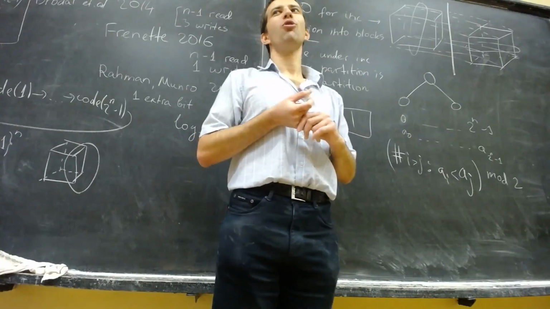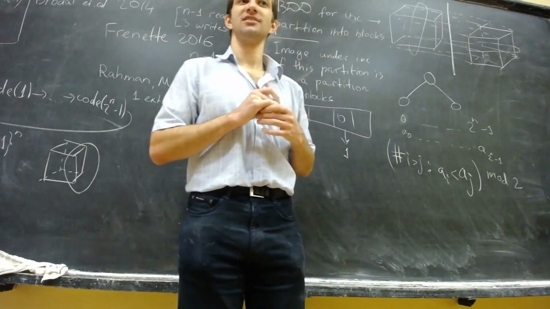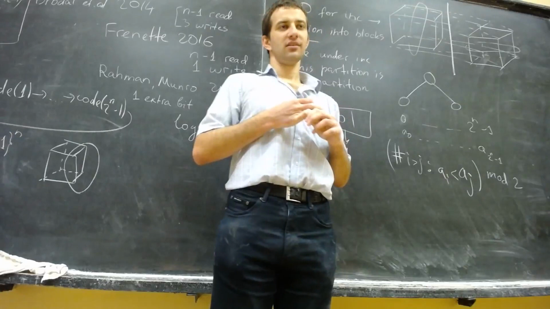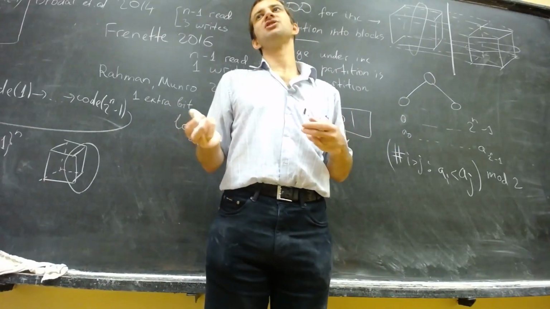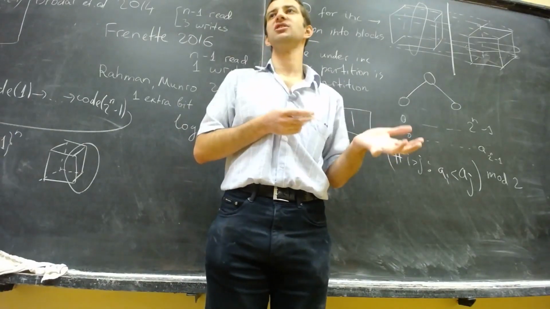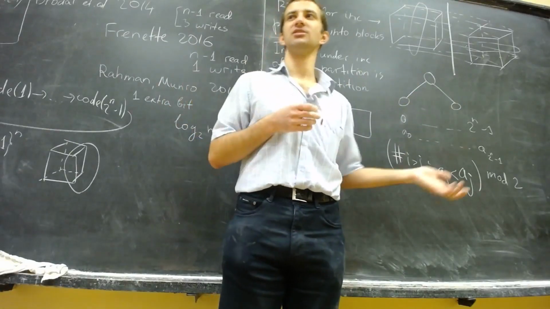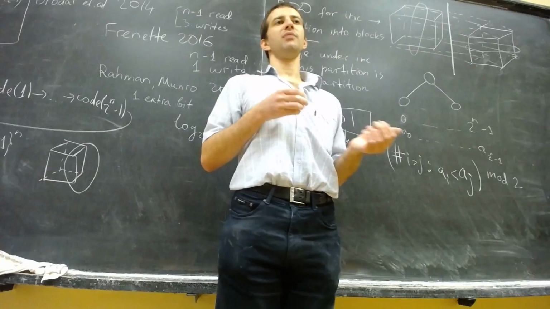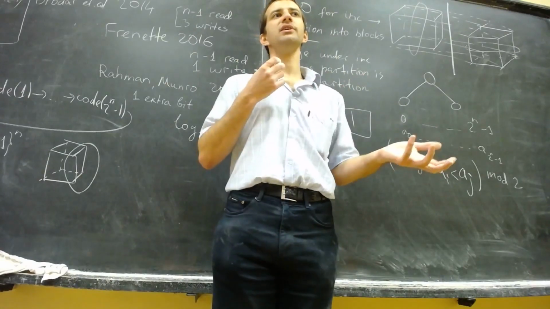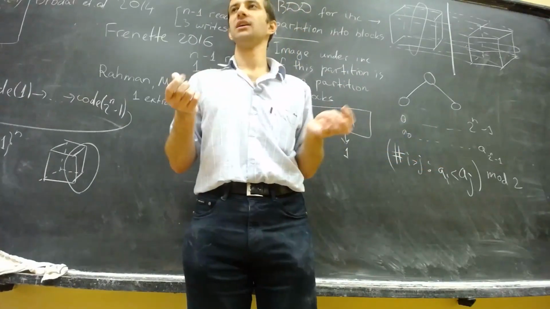And I hope everyone knows that if I multiply two even permutations, I get an even permutation. If I multiply two odd permutations, I also get an even permutation. And if I multiply odd and even in any order, then I get an odd permutation.